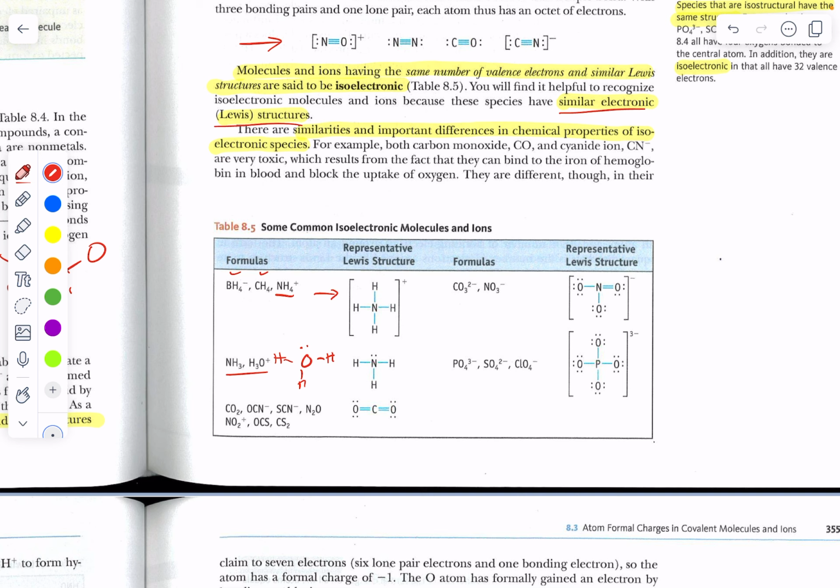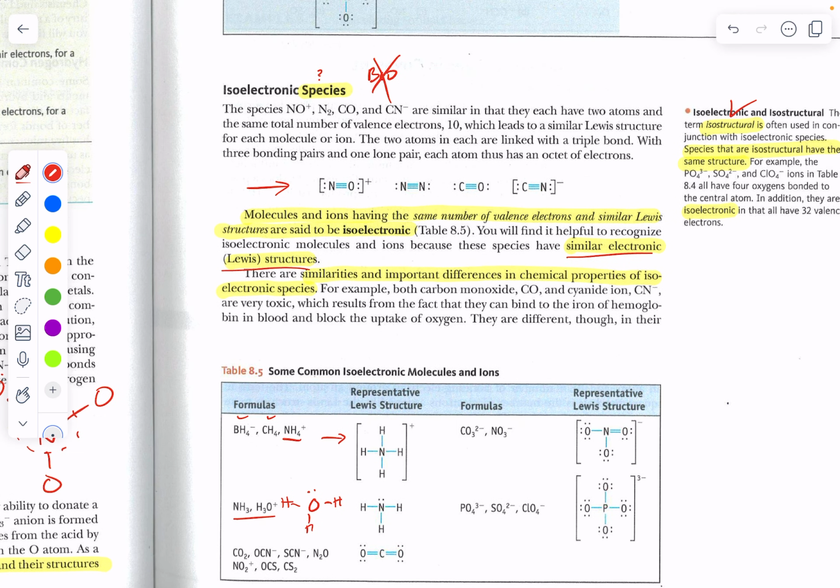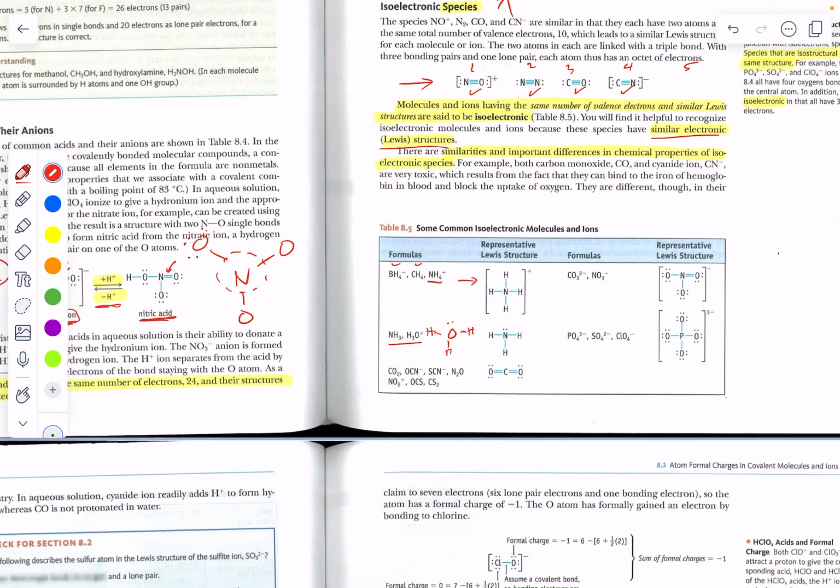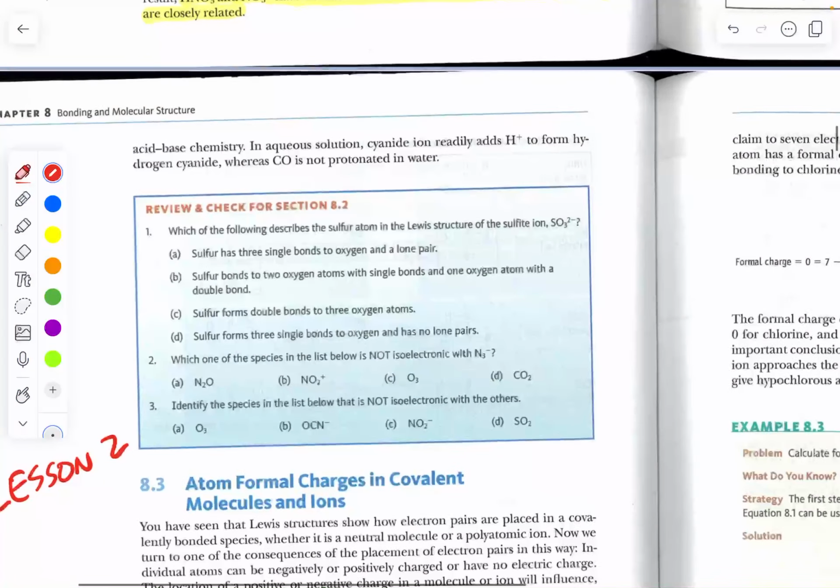Common isoelectronic molecules. Now, just as a preview, multiple choice questions in this section can be very challenging. For example, one multiple choice question might give you five structures and ask which one of the five is not isoelectronic. It takes a while to do that problem because you've got to figure out which four are isoelectronic in order to identify the one that is not the same. And again, you should do the review to check yourself.